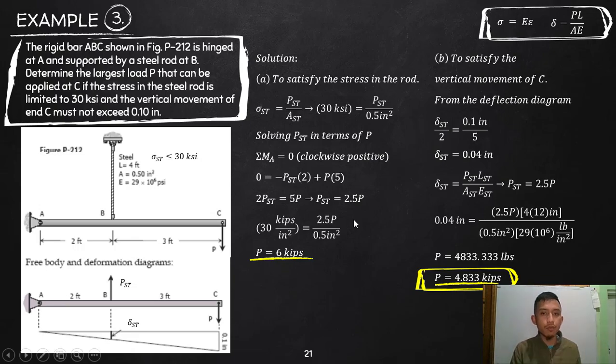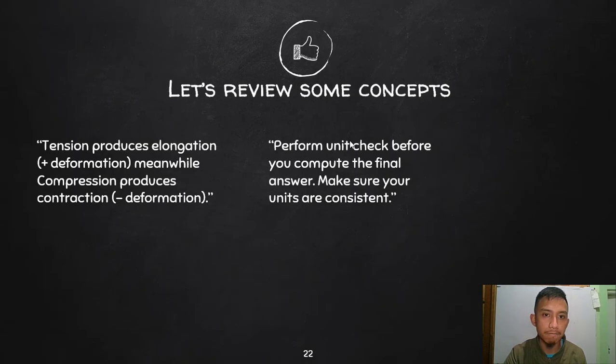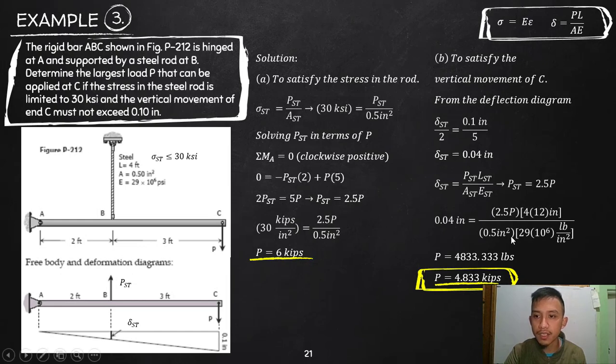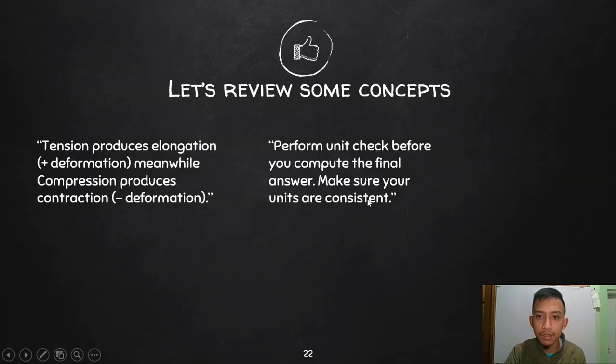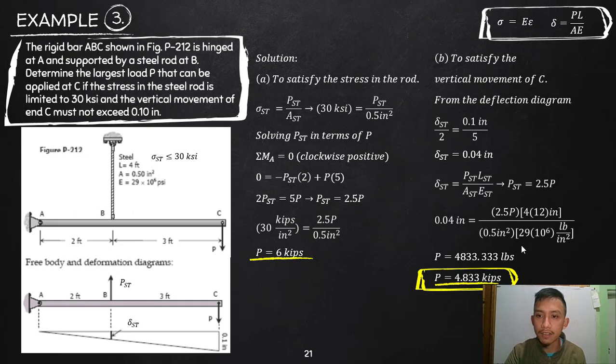So this is now a mixture of deformation and stresses. For units 2 and 3, 3 and 4, axial deformation and shear deformation are the important concepts. Tension produces elongation, so positive. Meanwhile, compression produces contraction or shortening, so that is a negative deformation. And perform a unit check before you compute the final answer. Make sure your units are consistent. But if you are solving in this manner, wherein you carry the units to see the cancellation, you do not need to do the unit check. But if you are directly substituting the values without analyzing the units, you need to do a unit check.